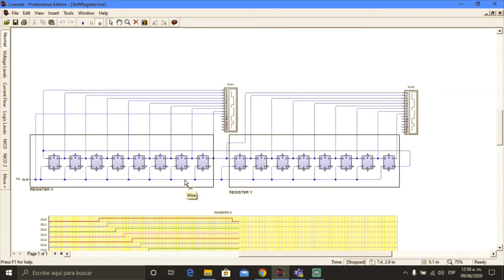First of all, all of the flip-flops have an initial state of 1. So if all Q's are 1, then Q prime is 0, right? So at the beginning we are getting a 0 in the input of the most significant bit of register X.